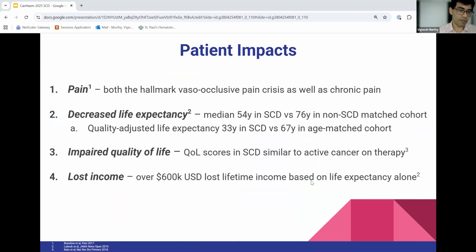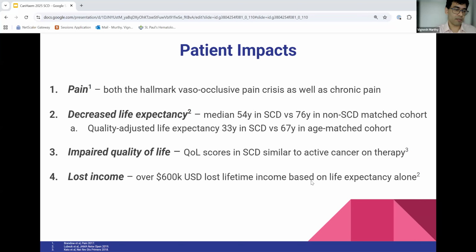So pain is obviously the biggest one, both the hallmark vaso-occlusive pain crisis as well as chronic pain syndromes. Patients with sickle cell disease have a decreased life expectancy. One study found that there was a median of 54 years in sickle cell disease versus 76 in a non-sickle cell matched cohort, so almost 20-year reduction in life expectancy. And if you look at quality adjusted life expectancy, the difference is even more stark. It's 33 years, less than half as compared to the age-matched cohort.